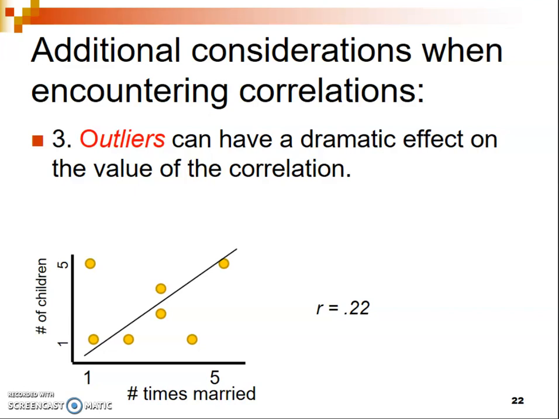Here we have the correlation, and again, I made up these data, between the number of times married and the number of children people have. Here we see that there is a positive correlation in these data, but that correlation is not too strong, in that it's only 0.22. So not an extremely strong correlation. These are the data without any outliers.